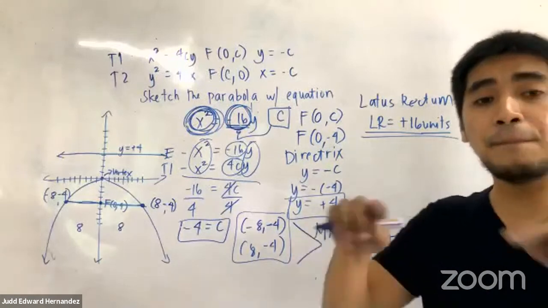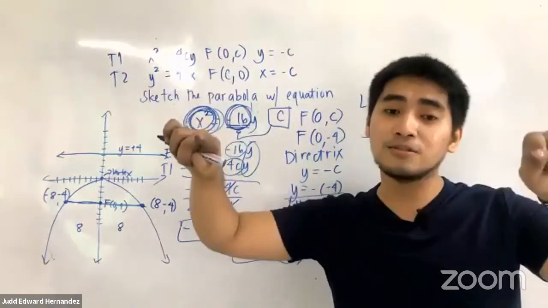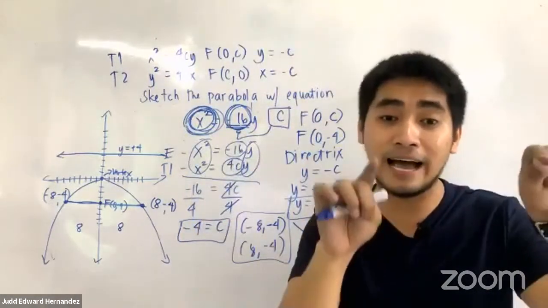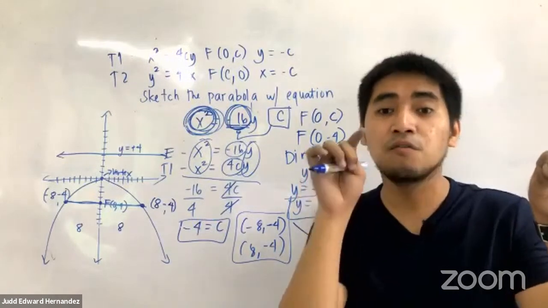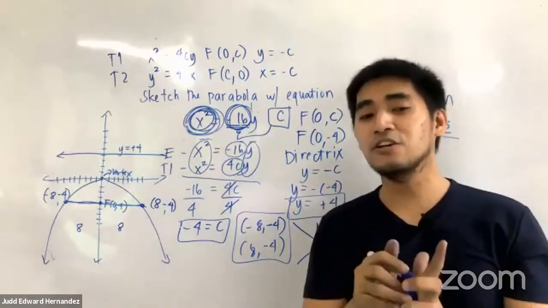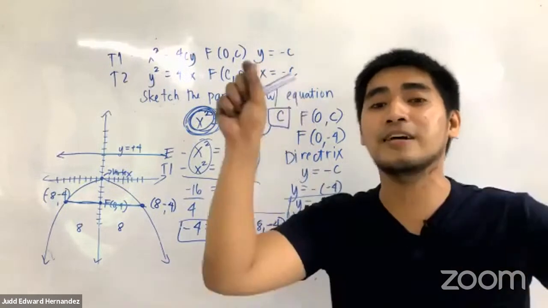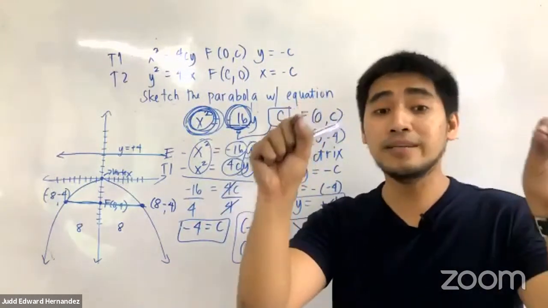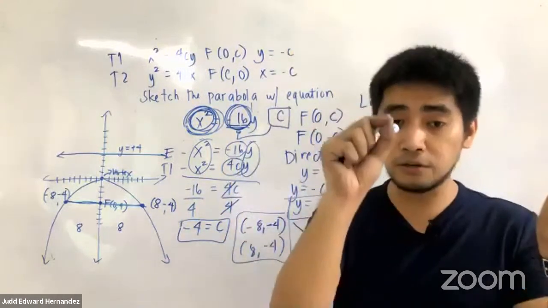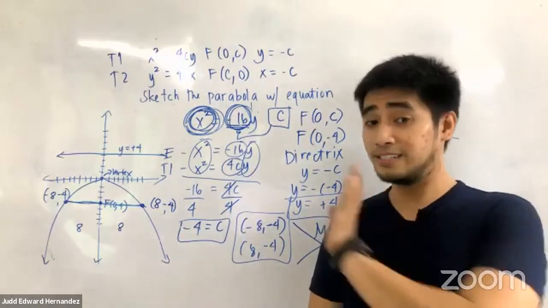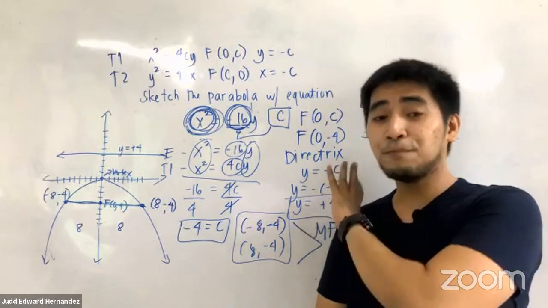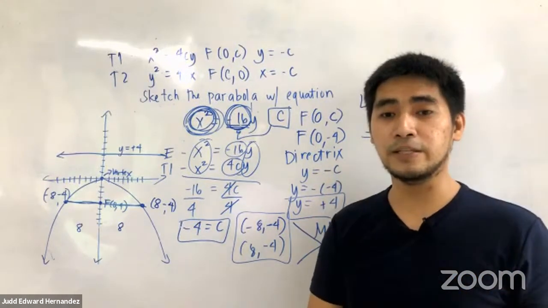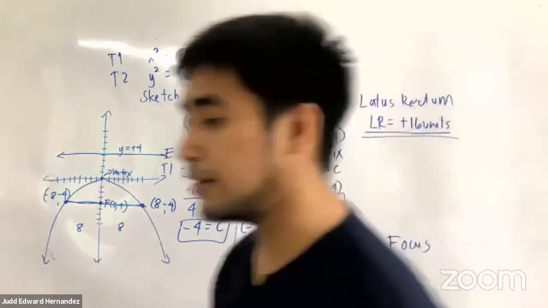Nalaman natin ngayon na kapag kita natin yung endpoints ng latus rectum, ang makukuha lang natin ay focus. Okay, tatandaan nyo na kapag kinuha natin yung midpoint ng endpoints ng latus rectum, we will get the value of the coordinates of the focus. Is this clear? Can we proceed to the next example? Pwede na ba tayo mag-proceed sa susunod na example natin?